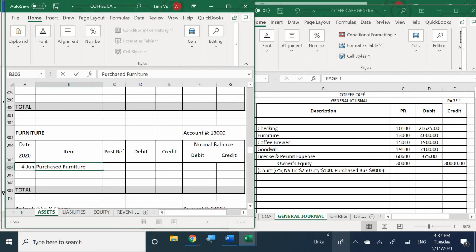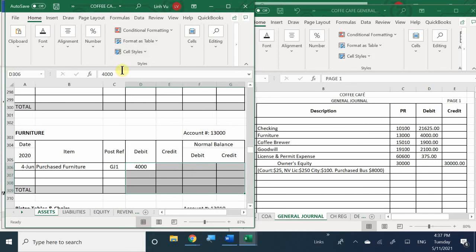Okay. You could say that you purchased a business and it came with furniture. Whichever way that you want to associate this transaction with, okay? Post reference, once again, where in the journal can I locate this exact transaction? GJ page 1. GJ1, right? And of course, since I acquired furniture, I debited my account for $4,000. Okay, so therefore, I just typed in 4,000.